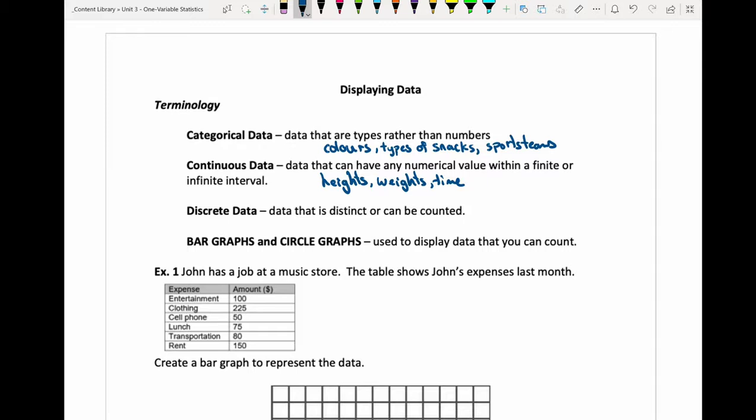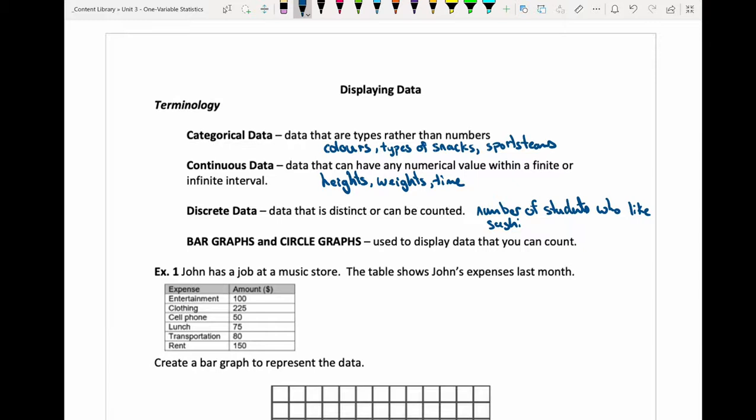And discrete data is data that is distinct or can be counted. So this could be, say, the number of students who like sushi, right? You can count that. Or it could be how many siblings you have. It's distinct. There is a specific number. You're not going to have half a sibling, or a quarter, or a third. It's just going to be 1, 2, 3, 4. So those are distinct numbers.